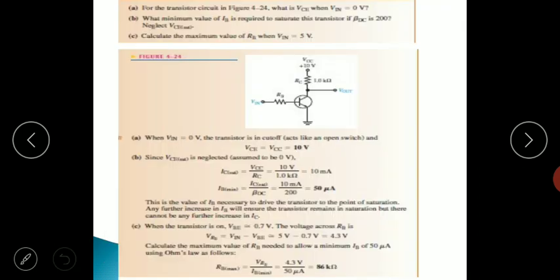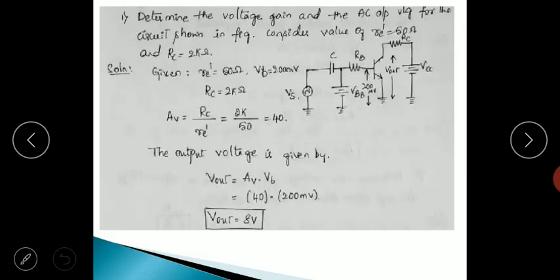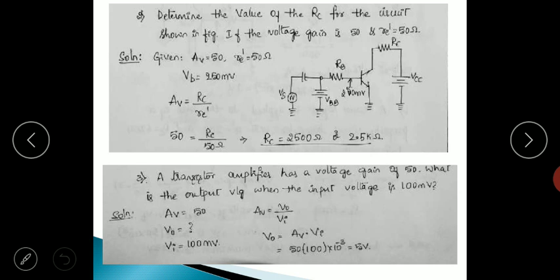We'll move on to the next example. This is the third example. You can see here, again, a very simple example.